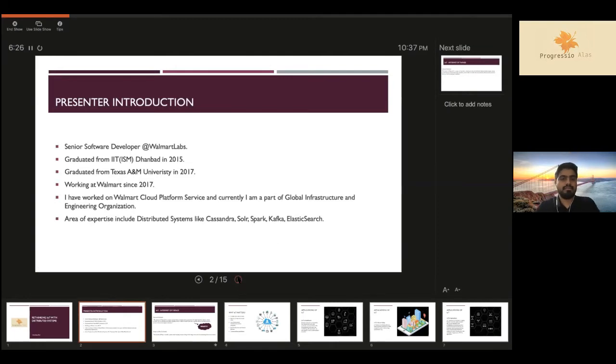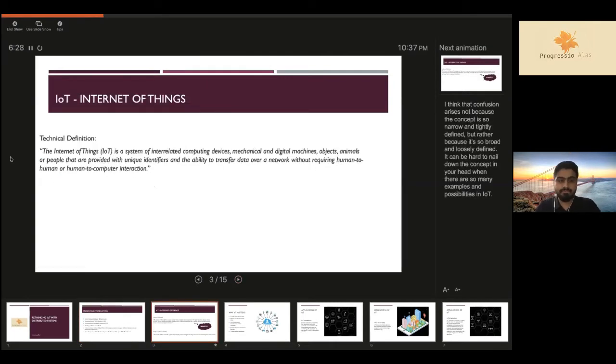Now let's get started with IoT. The technical definition of IoT could be said as: the Internet of Things is a system of interrelated computing devices, mechanical and digital machines, objects, animals, or people that are provided with unique identifiers and the ability to transfer data over a network without requiring human to human or human to computer interaction.